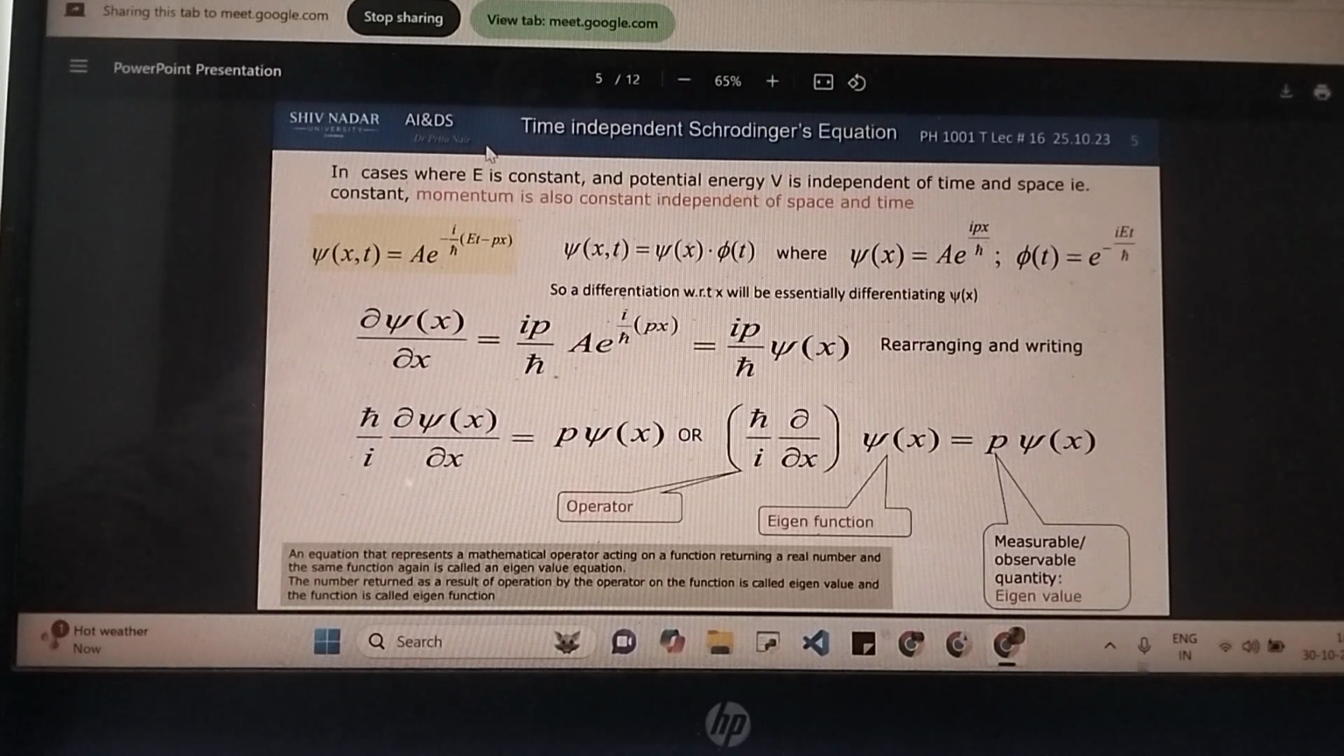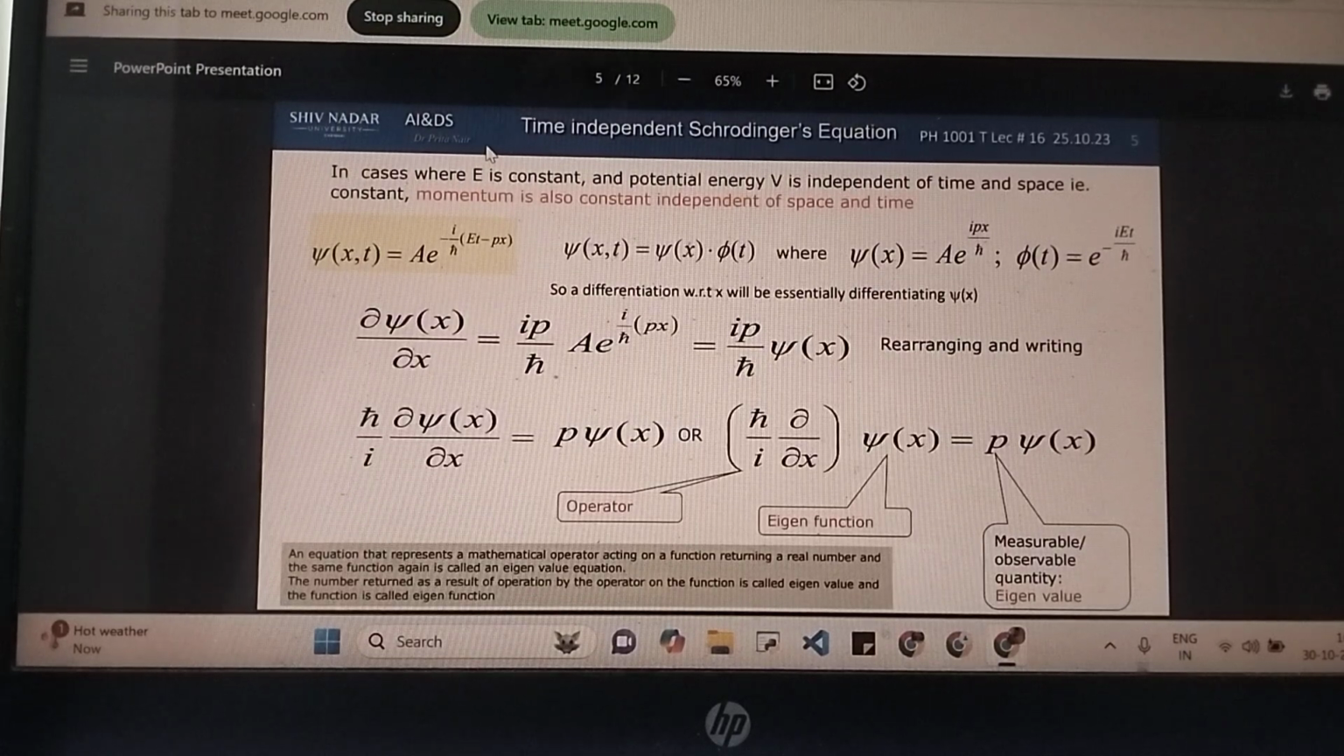So your kinetic energy and momentum are related to each other. Kinetic energy is mv squared by 2 into m by m, so what you get is p squared by 2m. So if your kinetic energy is constant, then your momentum is also going to be constant and vice versa.